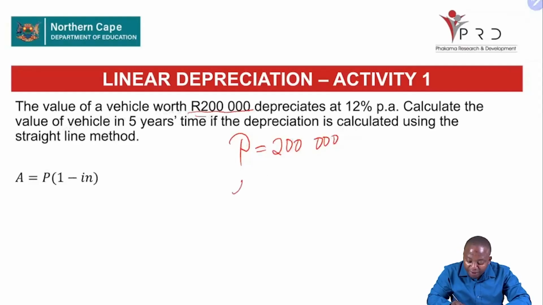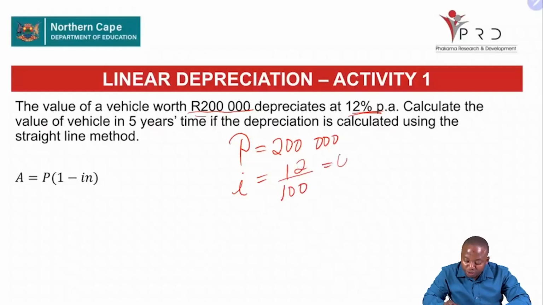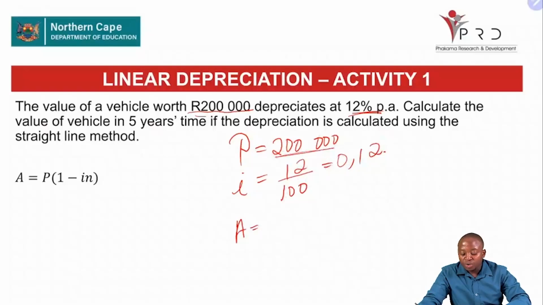So for our I, we are given the rate there, so we convert the rate into I. It's 12%, it's 12 over 100, which equals 0.12. It says calculate the value of the vehicle in 5 years' time. So we're looking for the value of the vehicle in 5 years. I buy it at 200,000 right now, so how much will it be worth in 5 years? That is the future amount in 5 years, which is what we are looking for.